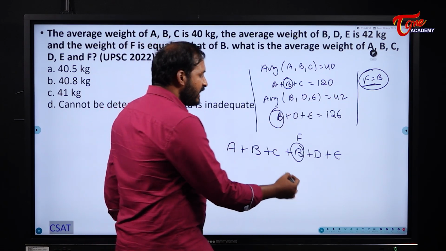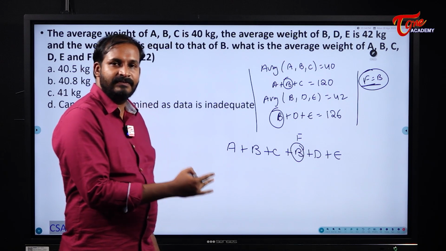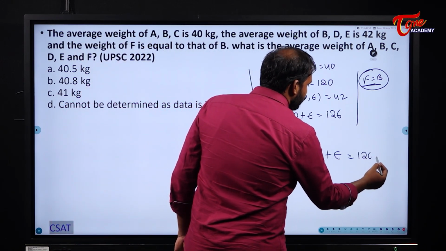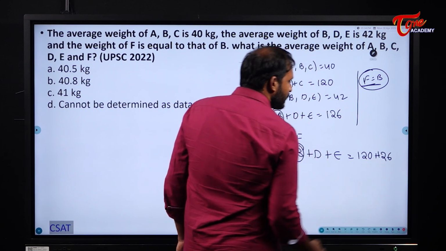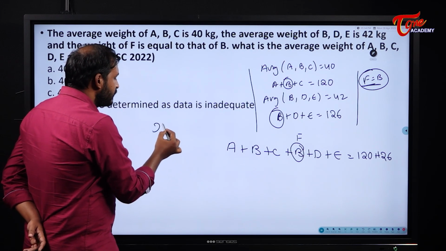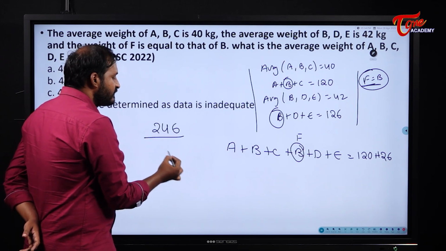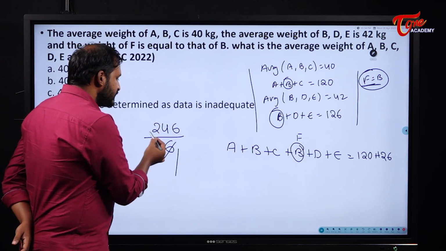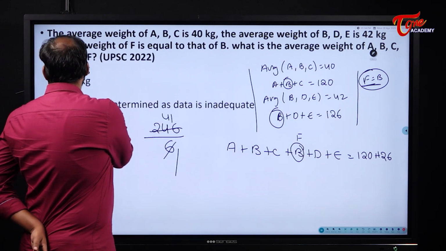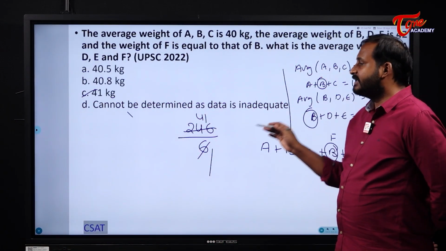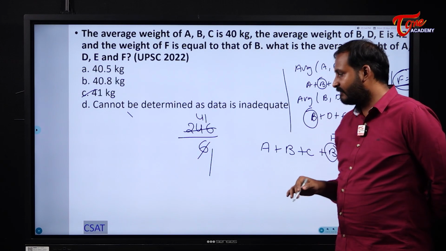Now when I add these two things, I will get A plus B plus C plus D plus E plus F. What will I get here? 120 plus 126, so sum of observations by number of observations. What is the sum of observations? 246. And the number of observations is how many here? 6, A to F. 6 ones are 6, 41s are 246. So the average weight will become 41 kgs. The average weight of A, B, C, D, E and F is 41 kgs.